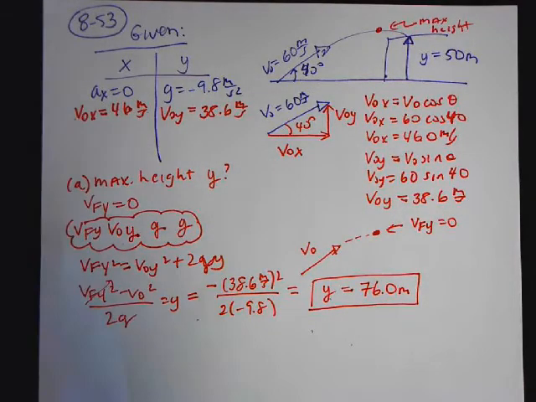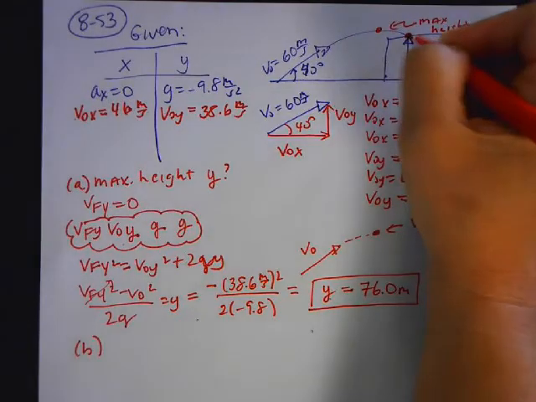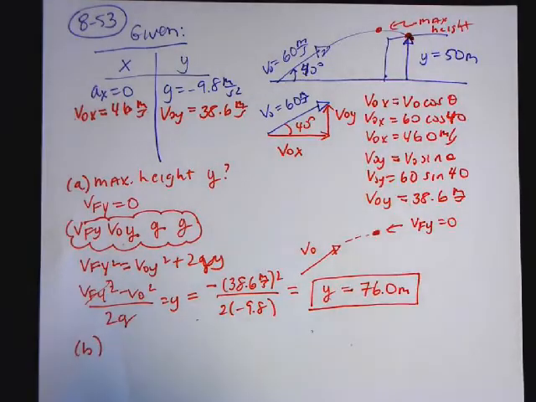Okay, now let's look at B. Part B says determine the total time of the flight to impact. Now this is not what I found in Part B, because what I'm finding now in Part B is going to be to here. Does everyone see that? Okay, it's going to be to here. So this is completely different than what I did before.